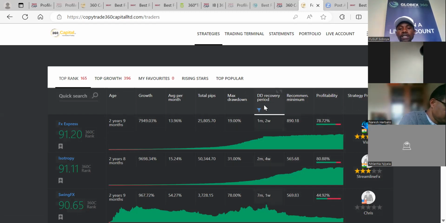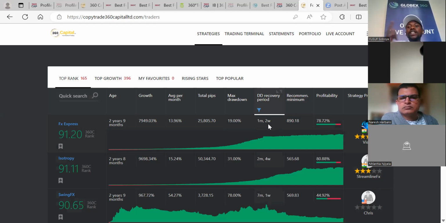So what this means is that even if your account goes on a loss, within a month or 2 weeks he can recover that account and get to the positive side. So let's say you put $500 and you're losing maybe $350 and he continues trading. By a month, you'll recover your $500 and get into profit.